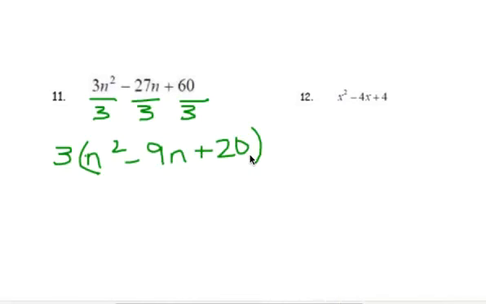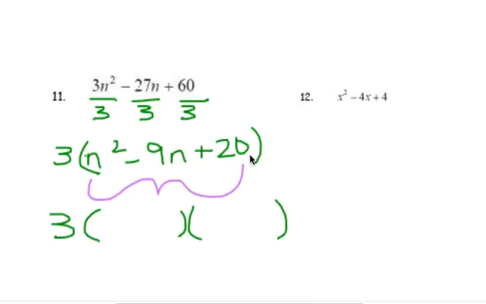Remember me telling you earlier that we were going to learn how to factor this inside the parentheses? Okay, well we just learned that, didn't we? So we're going to take this a step further. We're going to leave our 3 alone, and we're going to factor this big parenthesis down into 2 parentheses. This n squared is going to have an n in each of the fronts of the parentheses. And then remember, we have to look at this 20 and say factors of 20 that add up to negative 9. So 2 numbers that multiply to positive 20, but add up to negative 9.